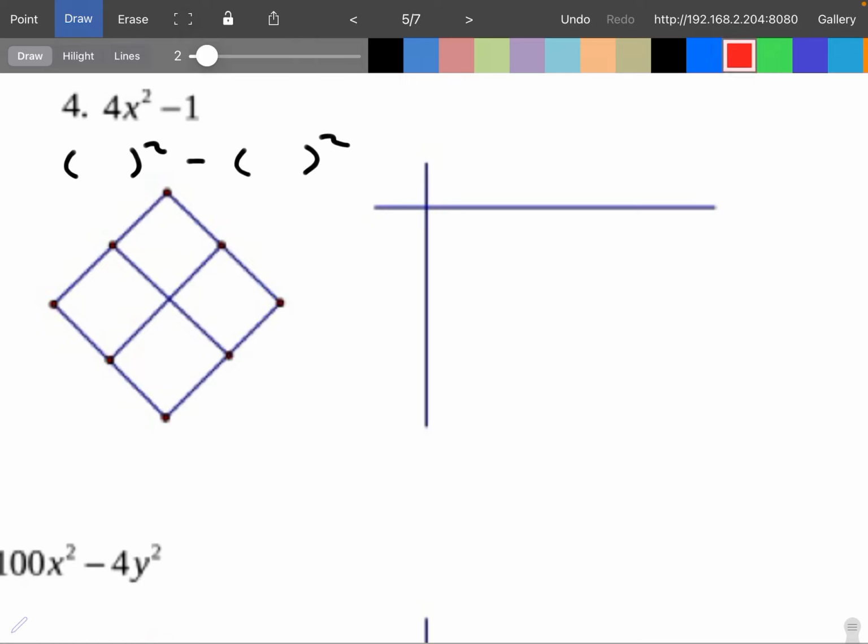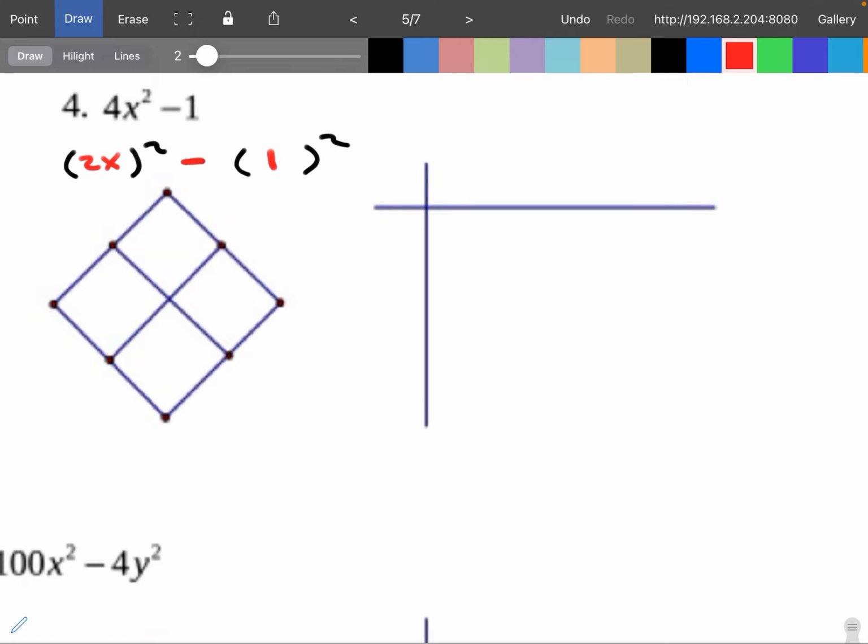So what would you square to get 4x squared? 2 what? 2x. Yeah, 2x. So you would square 2x, right? 2x times 2x would give you 4x squared. And then what would you square to get 1? Yeah, just 1. This will be a 1 right here.